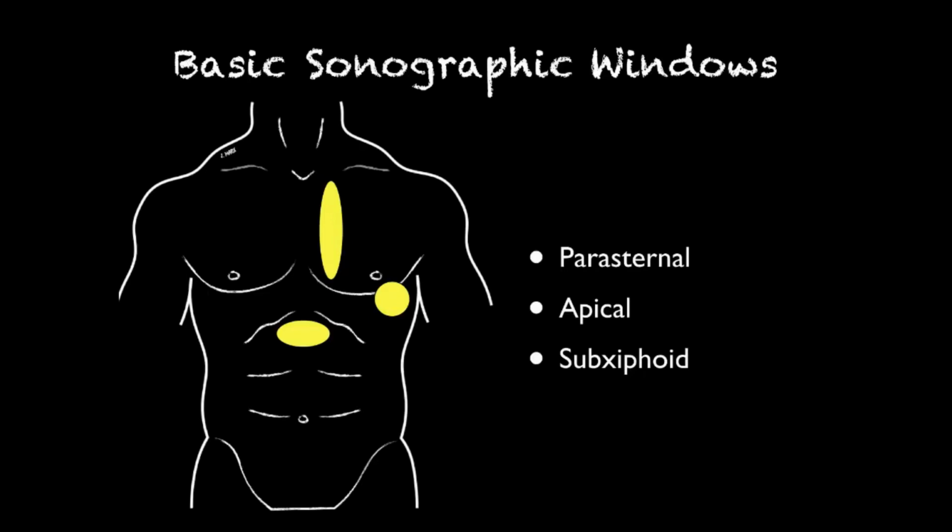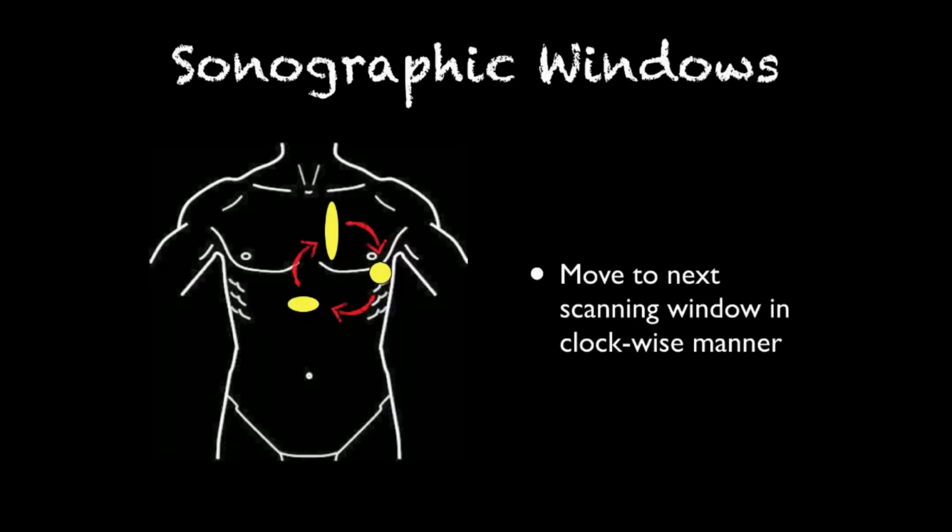Sonographic window. So remember, our sonographic windows are anywhere where you're going to put the probe on the patient, and it's going to allow us that window to look inside the body and evaluate what's going on. So we have here first our parasternal, apical, and subxiphoid. And I like to go in a clockwise manner. I like to start at the parasternal, go clockwise, apical.